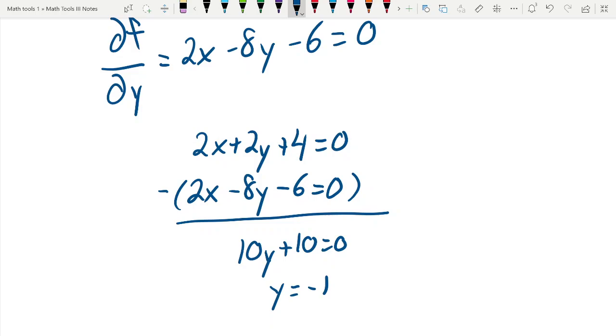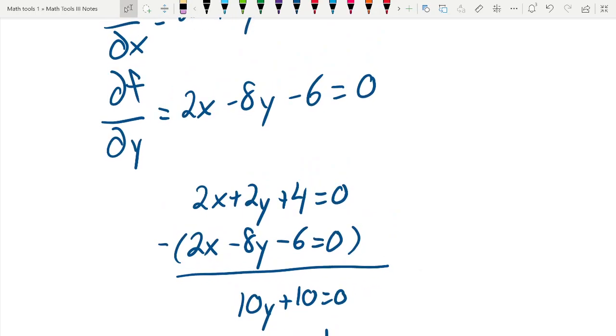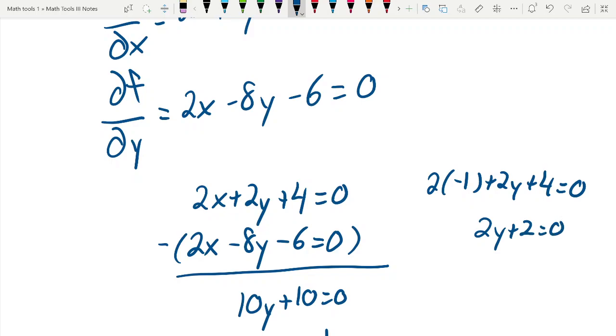Okay. Now, if you do it with the substitution method, if you're more comfortable with that, then you should end up with the same thing. Okay. Now that we know y is equal to -1, then we can take that and plug it into one of the other equations. So 2 times -1 plus 2y plus 4 equals 0. So that's -2. So 2y plus 2 equals 0. Or I'm sorry, I put that in for the wrong variable there.